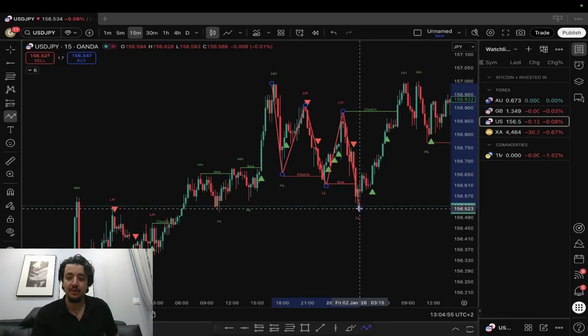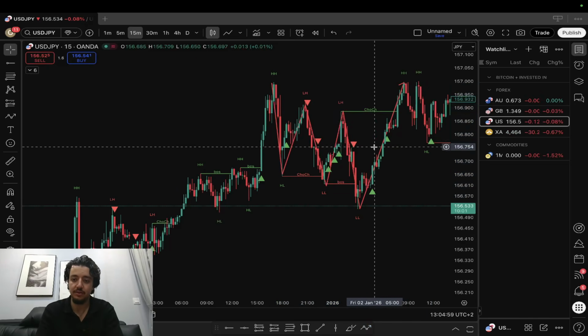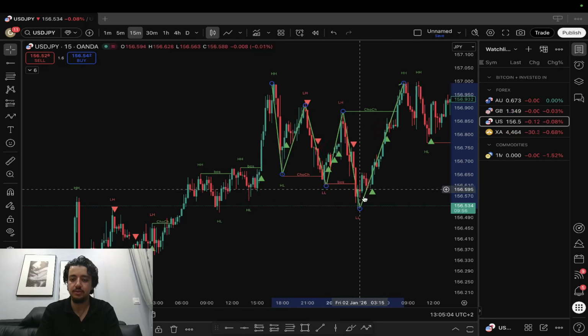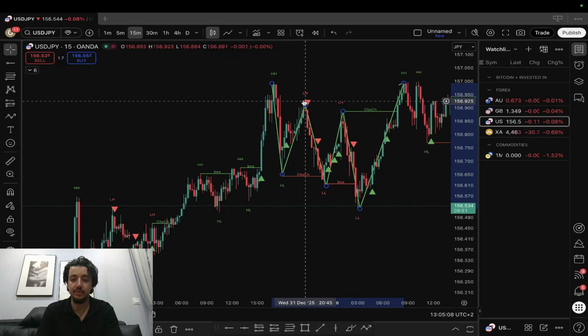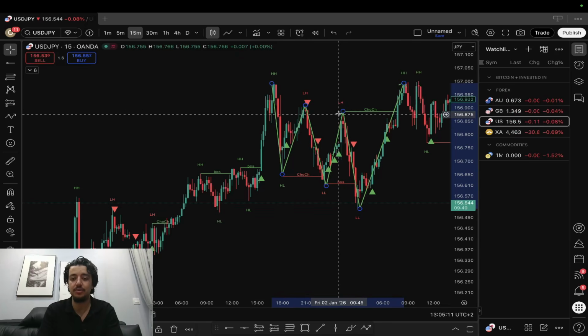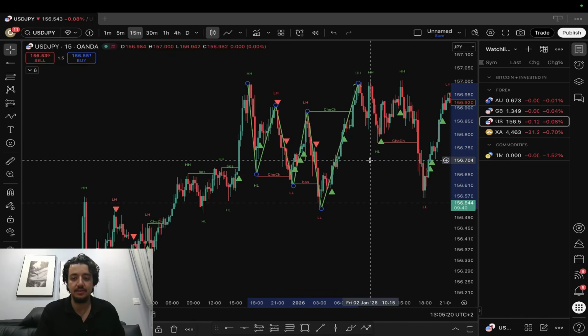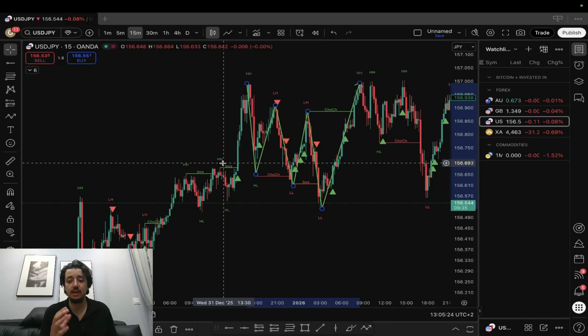Now, when we closed above this lower high, what happened? That's okay. It's called change of character. See how we were in a clear downtrend? We closed above the most recent lower high. Now we switched the trend from a downtrend to an uptrend. All right? That's it. We just switched. We had a change of character and we switched the trend from a downtrend to an uptrend.